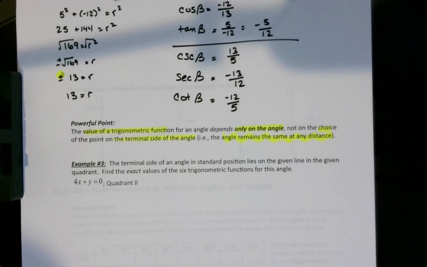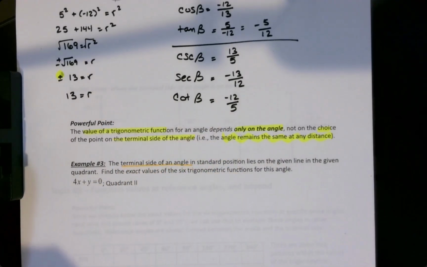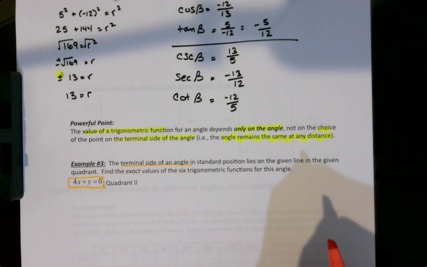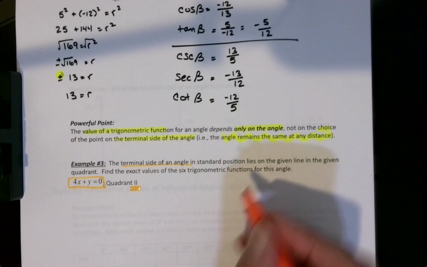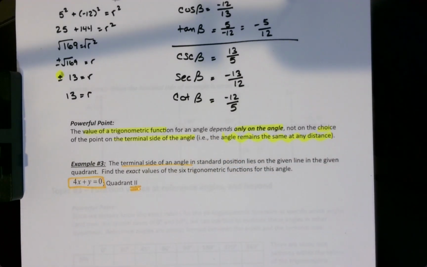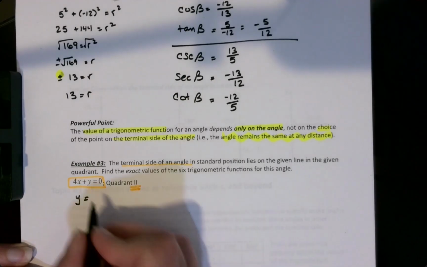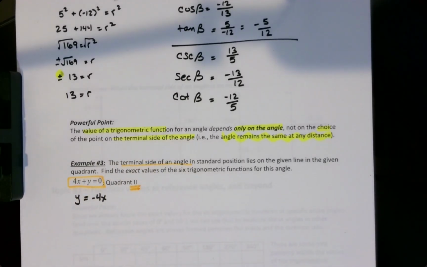In example 3, we are given a description and told that the terminal side of an angle in standard position lies on this line in quadrant 2. And we want to find the exact values of the 6 trigonometric functions for this angle. So let's see if we can make a diagram for this line. I'm going to solve for y so that it helps me graph it. Y would be equal to negative 4x.